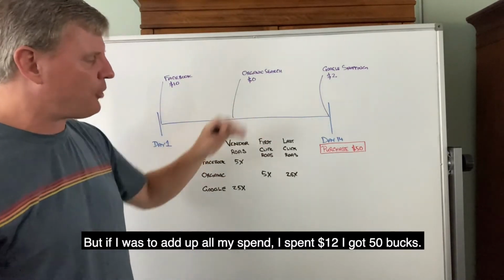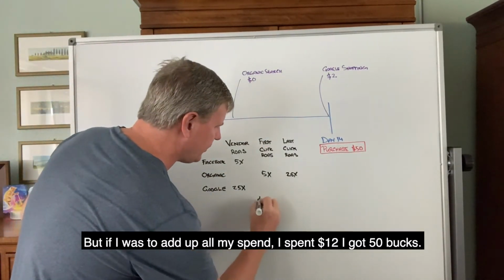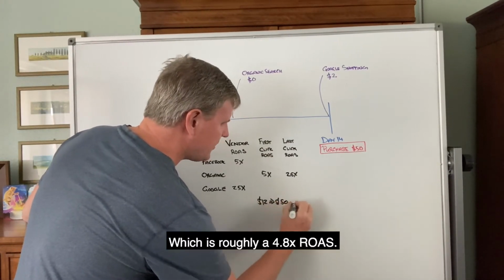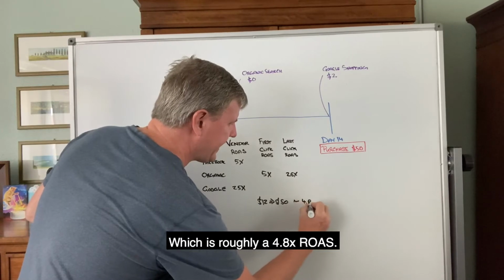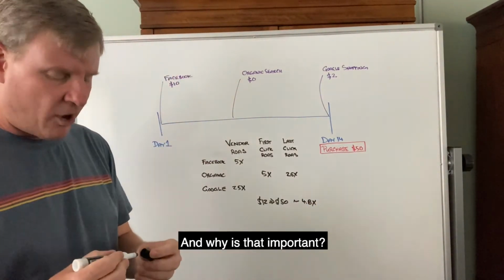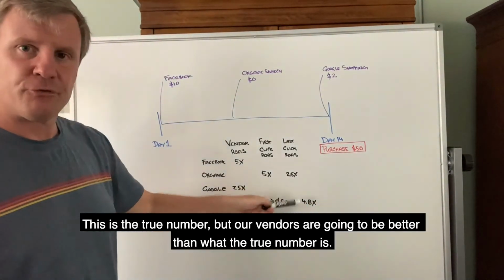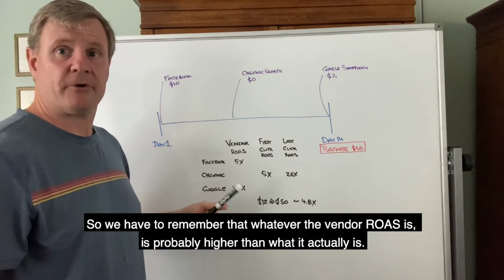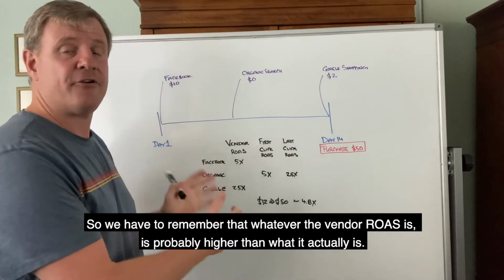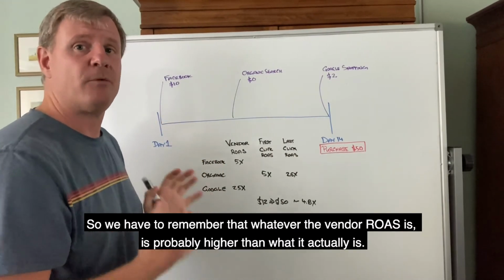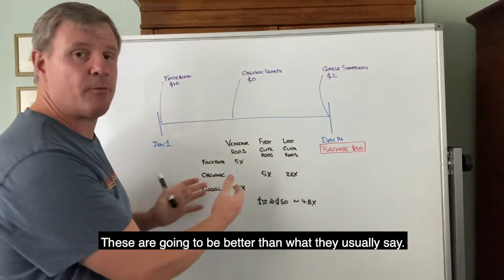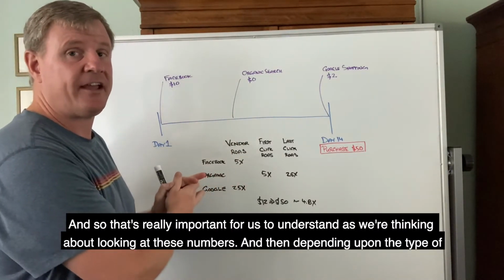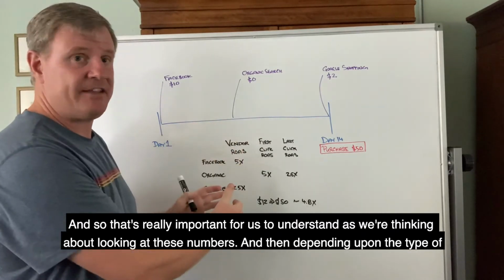But if I was to add up all my spend, I spent $12, I got 50 bucks, which is roughly a 4.8x ROAS. And why is that important? This is the true number, but our vendors are going to report better than what the true number is. So we have to remember that whatever the vendor ROAS is, it's probably higher than what it actually is. That's really important for us to understand as we're looking at these numbers.